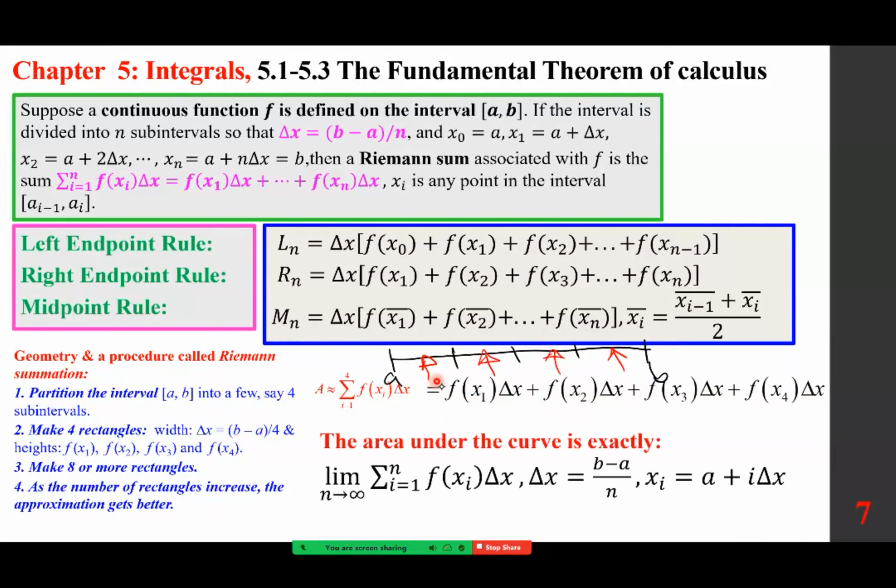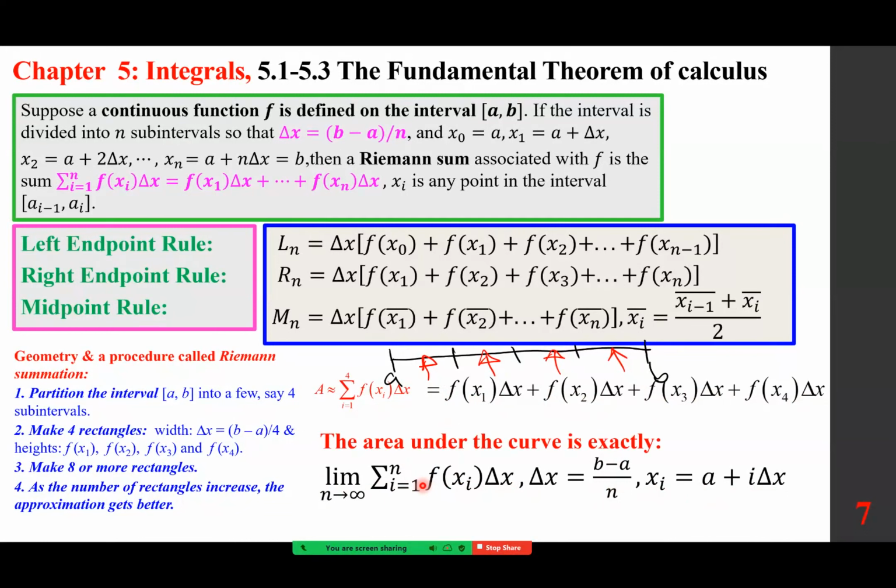But the actual area, the exact area, is the limit of the summation of f of x times delta x as i goes from 1 to n, where delta x is b minus a over n and x_i is a plus i delta x. You have to take a limit. That's why there is an association with the limit when it comes to integration.